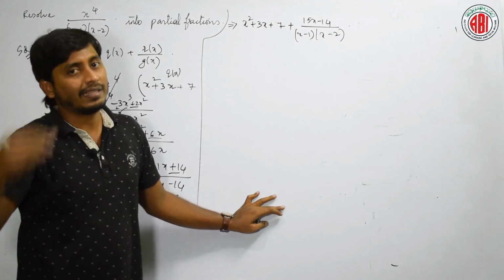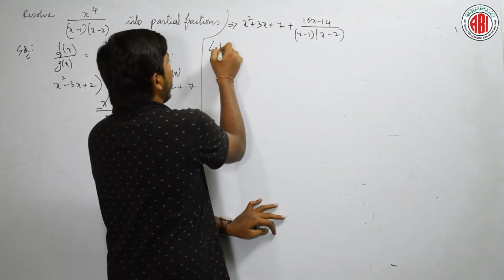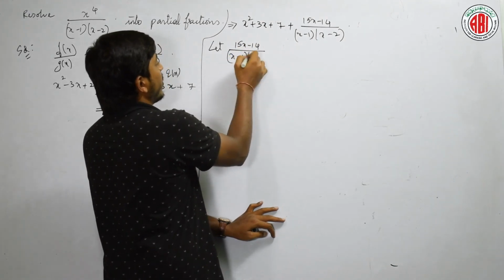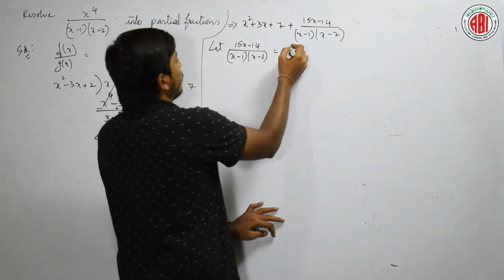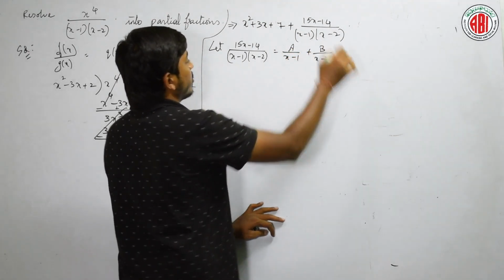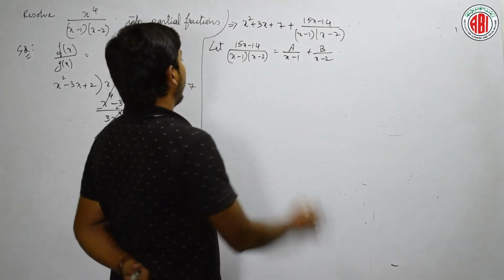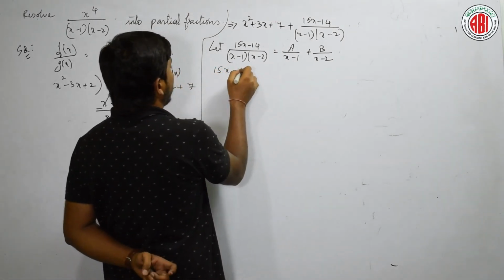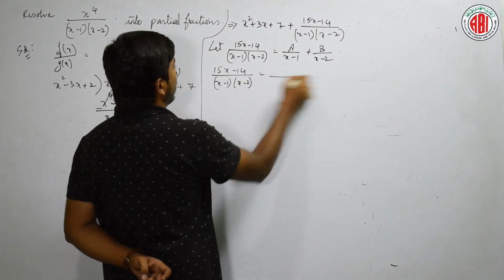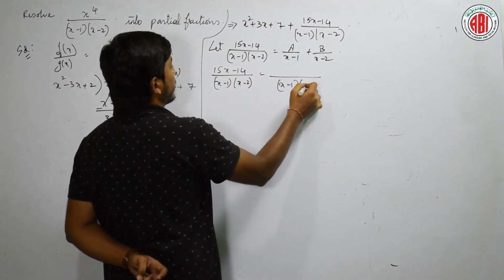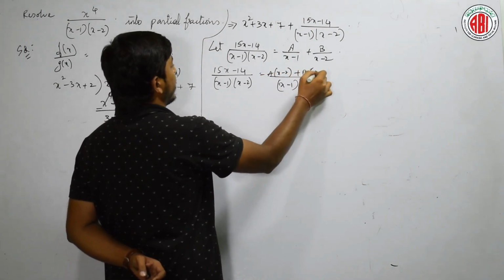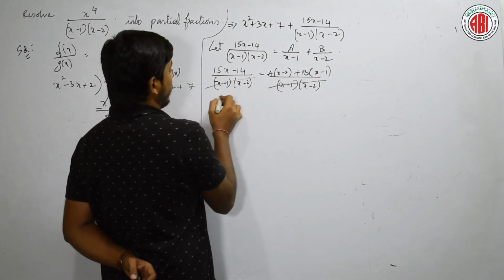Now, again the same story starts. Let 15x minus 14 by x minus 1 into x minus 2 be equal to a by x minus 1 plus b by x minus 2. Let us simplify it. What do we get? 15x minus 14 by x minus 1 into x minus 2 is equal to, LCM is x minus 1 into x minus 2, a into x minus 2 plus b into x minus 1. Cancel these both.